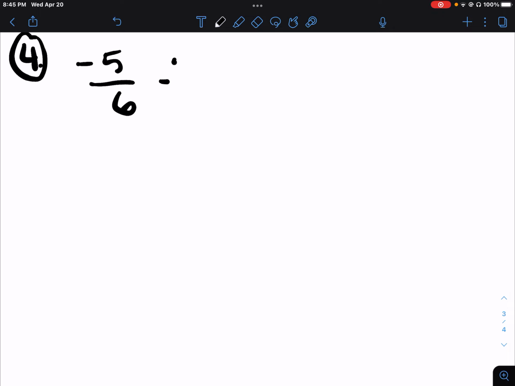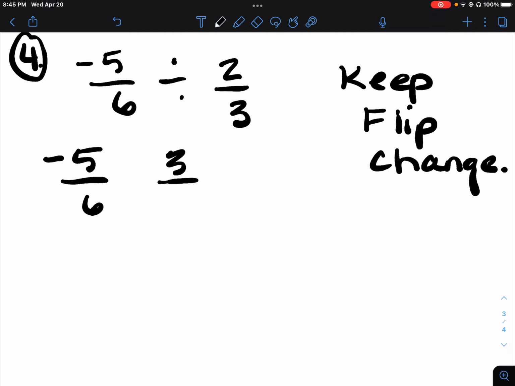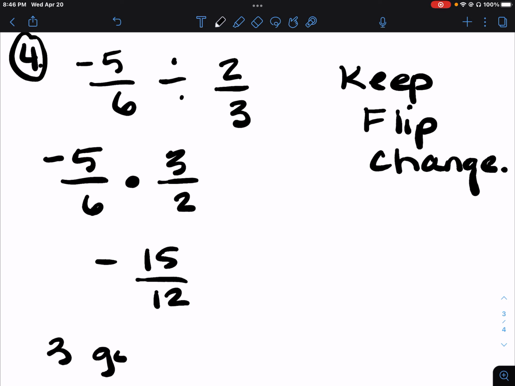-5 over 6 divided by 2 over 3. Divide is keep, flip, change. Keep the first, flip the second, change to multiplication. Okay, a negative times a positive is negative. Multiply straight across. 5 times 3, 6 times 2, reduce. 3 goes into both. 3 goes into 15 5 times. 3 into 12 is 4 times.